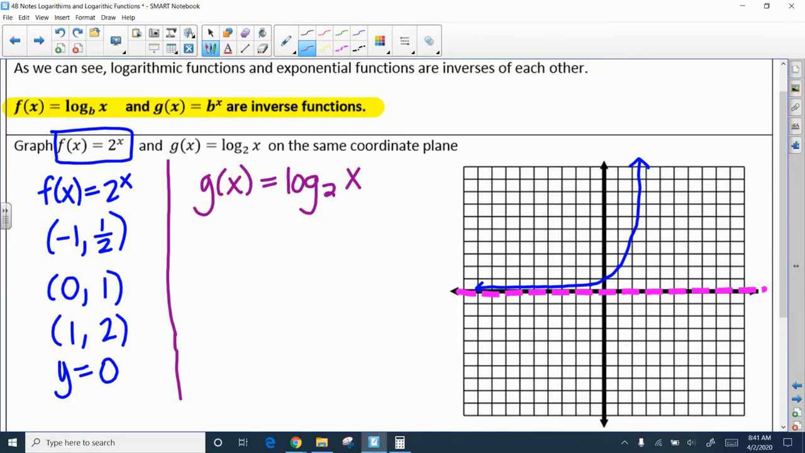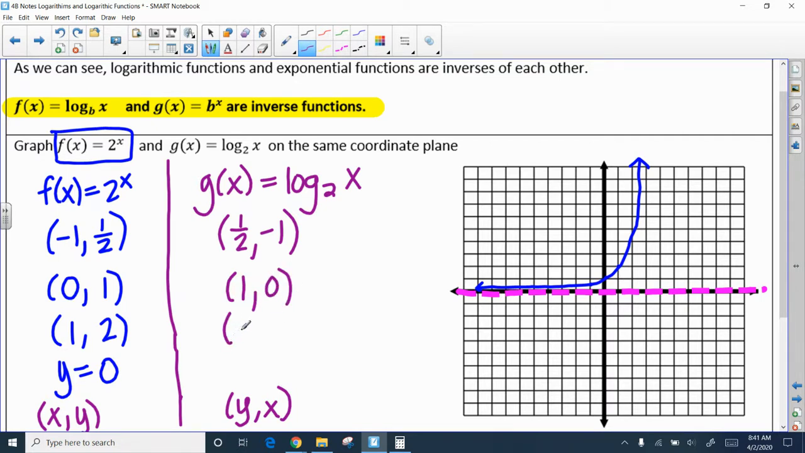So instead, we're going to use the fact that we have inverse functions. The thing to remember about inverse functions is that if the original has (x, y), to get a point on the inverse function, we switch the x and the y, and we would have (y, x). That means on this logarithmic function, instead of the point (-1, 1/2), I'd have the point (1/2, -1). Instead of the point (0, 1), I'd have the point (1, 0). And instead of the point (1, 2), I'd have the point (2, 1). So we're just switching the x and the y values, not the positive or negative signs, just switching the position.